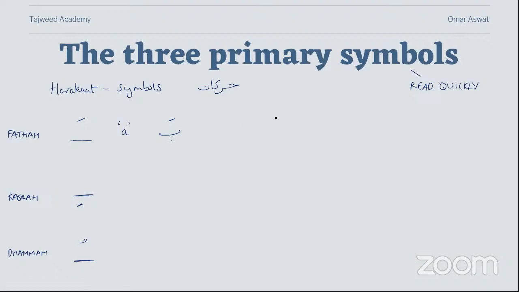Another example, thamara. I'm not saying thamara, thamara. I'm not stretching. It's tha fatha tha, mim fatha ma, ra fatha ra, thamara. Okay, so what you need to remember is do not stretch, and it makes the a sound.